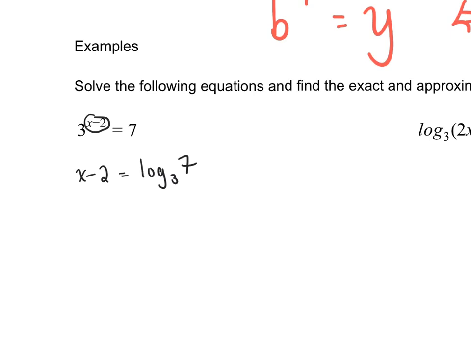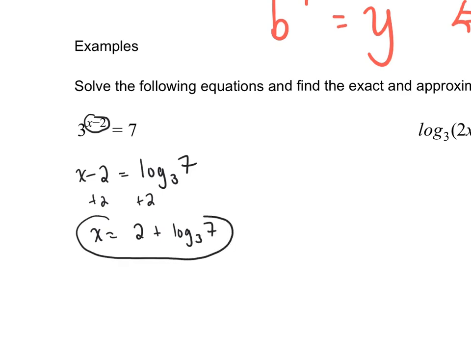Now the log base 3 of 7 is some number, so that's good. And so all we have to do now is get the x by itself, so we'll just add 2. So x in this case is going to be 2 plus log base 3 of 7. That is the exact answer. Now, if you want to put that into a calculator, get your approximate solution, you certainly can. But when we're talking about exact solutions, that is a number.